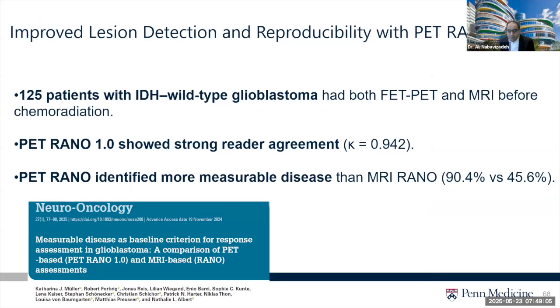More and more investigators are studying PET RANO criteria. This is a study that just came out a few months ago on 125 patients with IDH wild-type GBMs that had both FET PET and MRI. PET RANO showed a stronger reader agreement and also identified more measurable lesions compared to MRI. Per PET RANO criteria, 90% of the patients had measurable lesions compared to 45% per MRI.